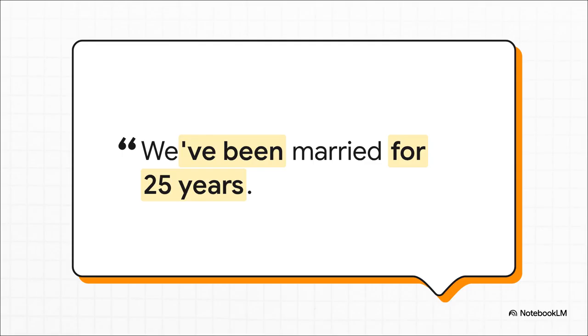And finally, duration. This one's huge. Whenever you use for or since to talk about something that started in the past and is still true now, you need the present perfect. The marriage started 25 years ago, and it continues to this very second. That is the perfect definition of a bridge connecting the past and the present.